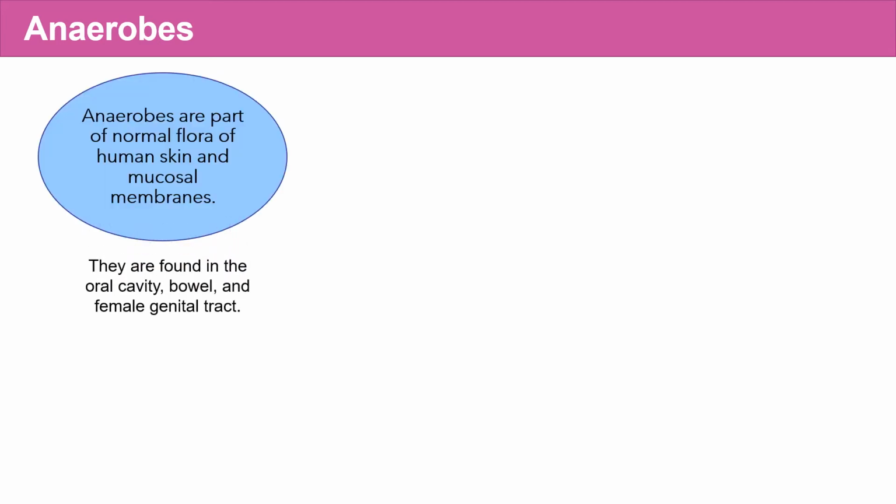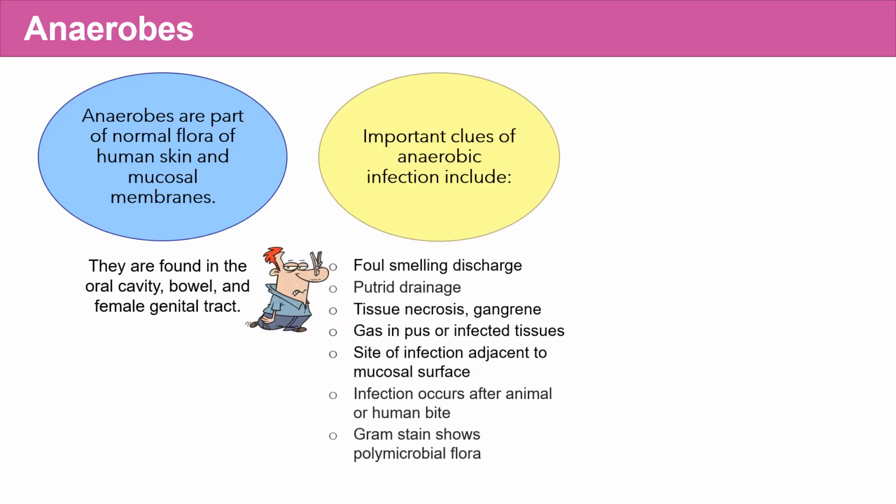What are the characteristics of anaerobic bacteria? Anaerobes are part of the normal flora of the skin and mucous membranes. They're found in the oral cavity, in the bowel, and female genital tract. What are some important clues of having an anaerobic infection? Well, quite often, an important clue of an anaerobic infection is that it's foul-smelling. There's foul-smelling discharge and putrid drainage. This can be caused by tissue necrosis, gangrene, gas in pus, or infected tissues.